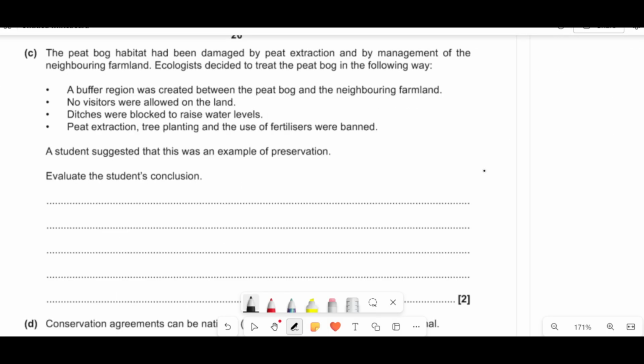So the peat bog habitat has been damaged by peat extraction and management of the neighboring farmland. Ecologists decided to treat the peat bog in the following way. A buffer region was created between the peat bog and the neighboring farmland. No visitors are allowed. Ditches were blocked to raise water levels. Peat extraction, tree planting, and the use of fertilizers were banned. A student suggested that this is an example of preservation.